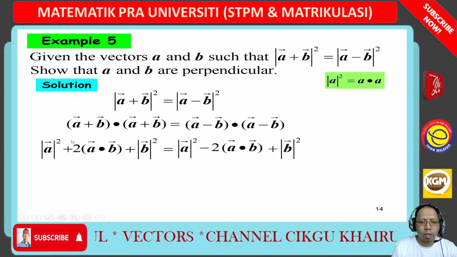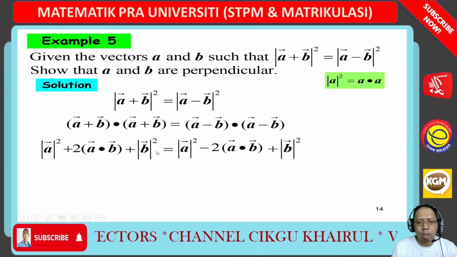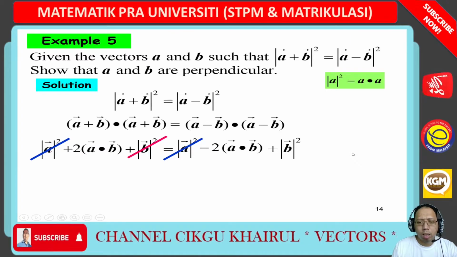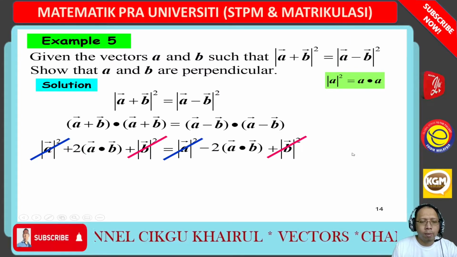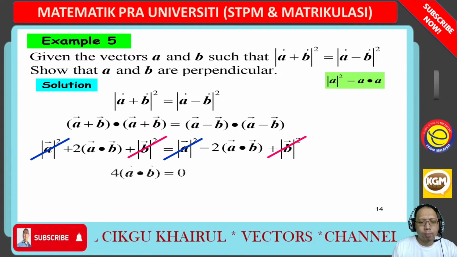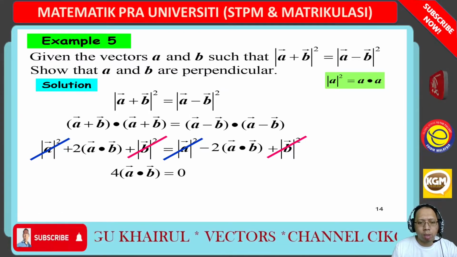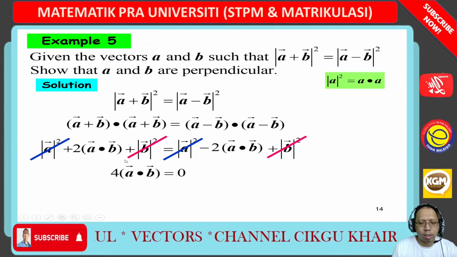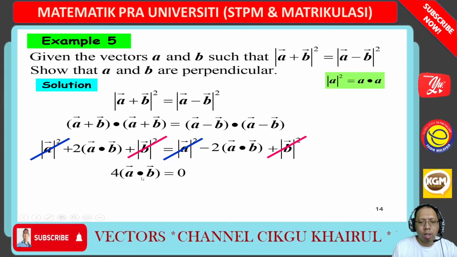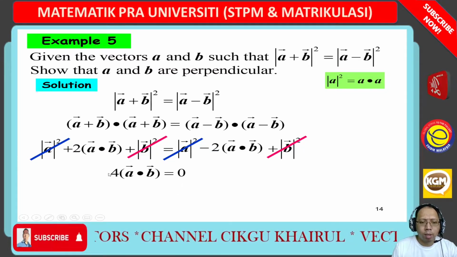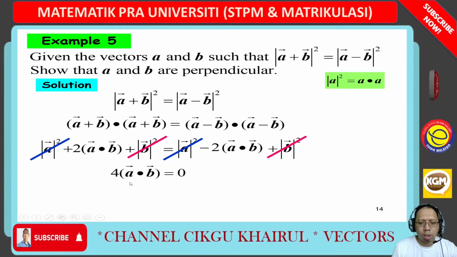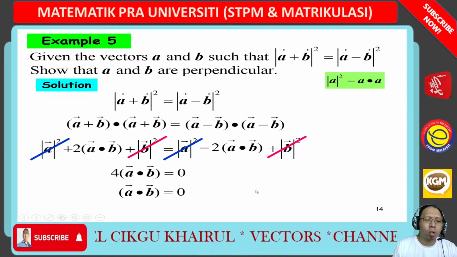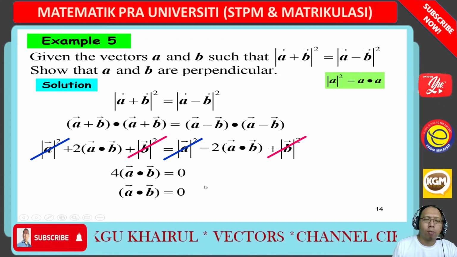So we simplify this one, where magnitude a and magnitude b we can cancel. Cancel off this one, and we are only left with 4a dot b equal to 0. How do we get 4? Because this -2, bring to the left hand side, 2 plus 2 becomes 4. So 4 a dot b equal to 0. This value 4 is constant, we can bring to the right hand side, so 0 divided by 4, we get a dot b equal to 0.